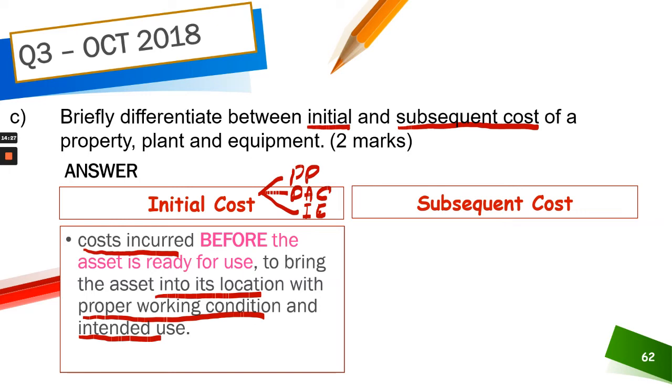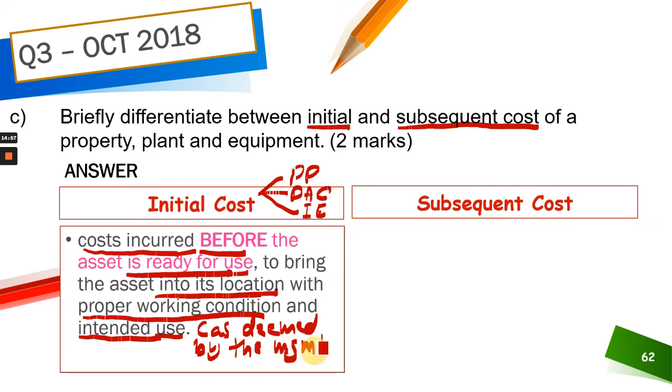But here we don't have to go into that diagram. We just mention that whatever cost is incurred before the asset is ready for use, and to bring the asset into its location with its proper working condition as intended by the management, and intended use. Intended use here is as deemed by management, because management or the board of directors will decide. That is incurred normally on the date of acquisition.